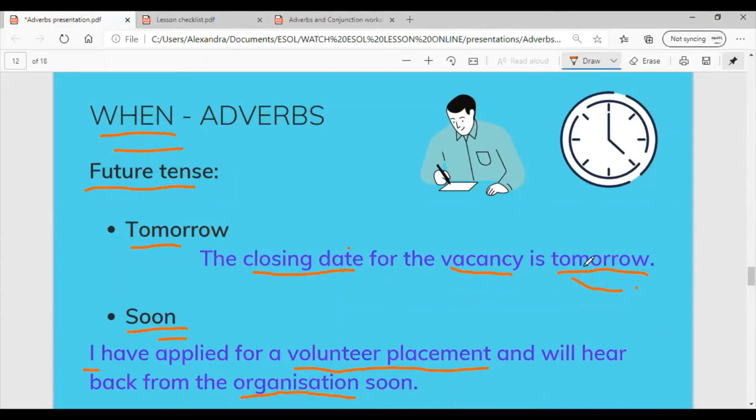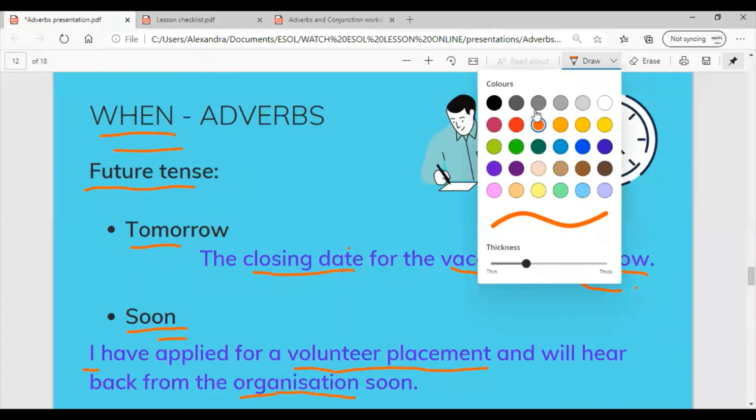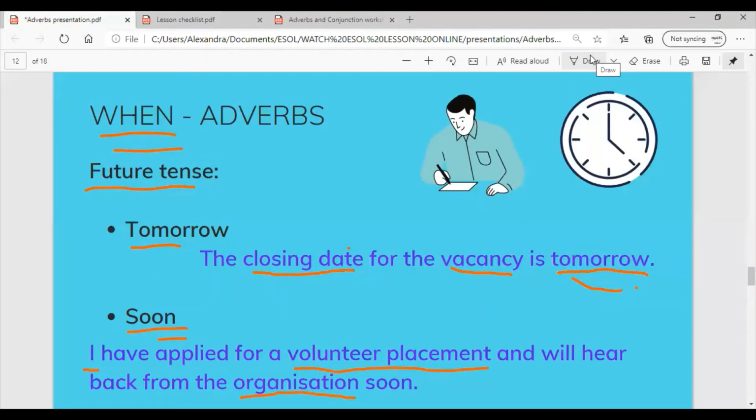So now we look for our future tense, our future verb, and we can see that will hear back from the organisation soon, this will hear is our future tense because the will is telling us that it will happen in the future. So that they will hear back from the volunteer placement soon. And if this is our verb and our action, and our future tense, we know that soon is our adverb, as this is telling us when we will hear back, when the action will take place.